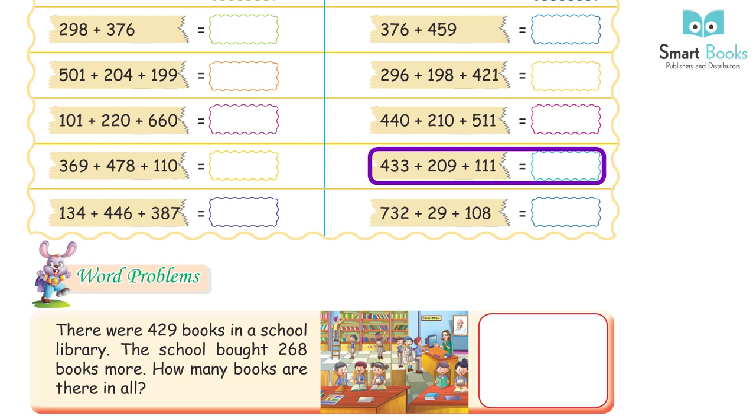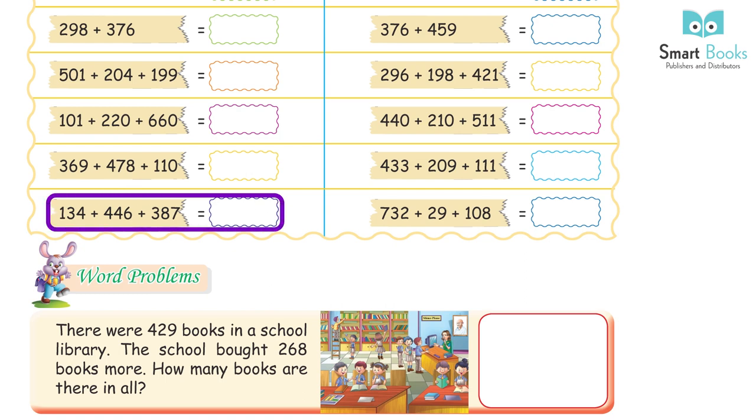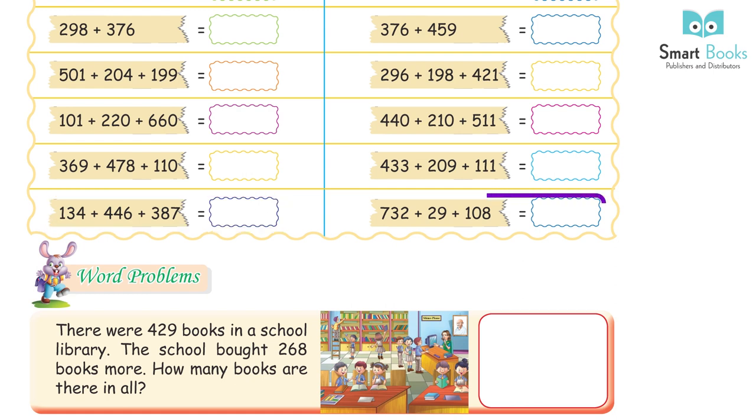433 plus 209 plus 111 is equal to 753. 134 plus 446 plus 387 is equal to 967. 732 plus 29 plus 108 is equal to 869.